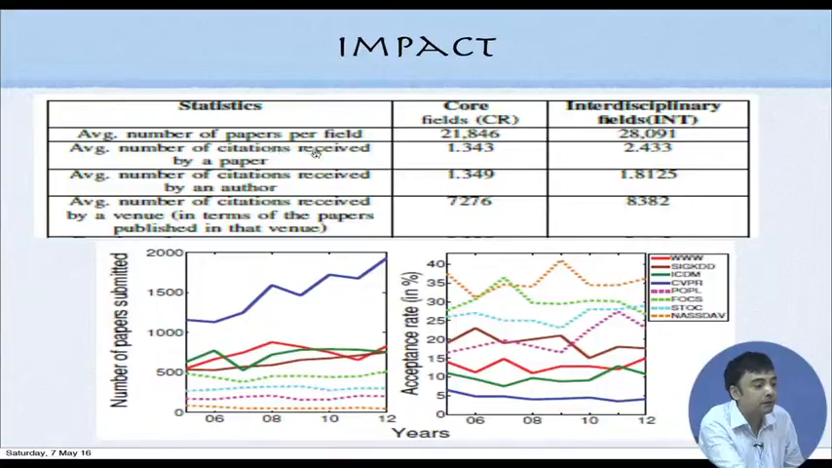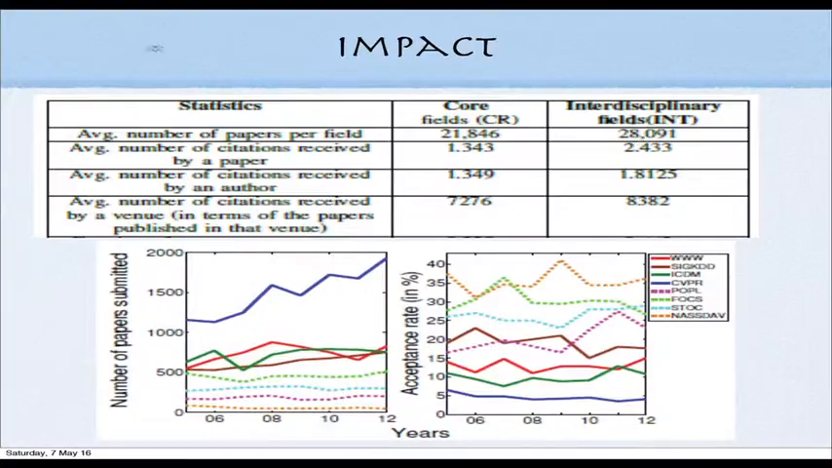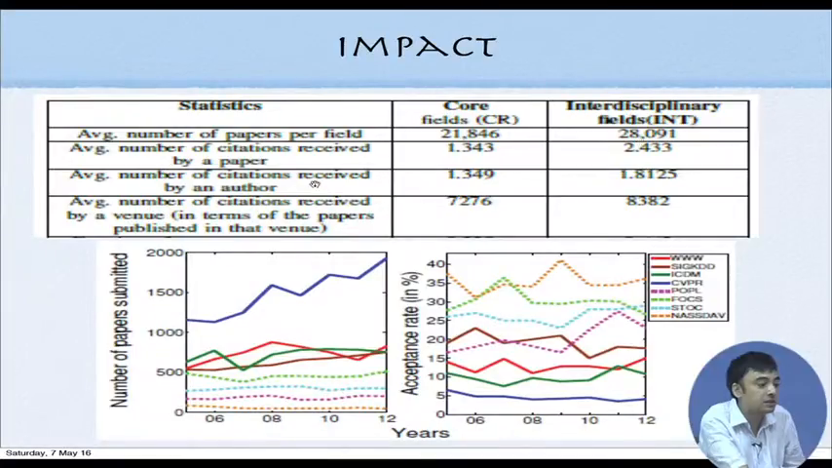Further, the average number of citations received by any paper in the interdisciplinary field is almost double that in the core field. So the probability that your papers will get highly cited, that you will become highly reputed, that your papers will be highly visible and cited by other people, actually gets enhanced, almost doubled, from whatever we see here. It gets almost double if you are working in an interdisciplinary field compared to a core field. Similarly, the average number of citations received by an author.